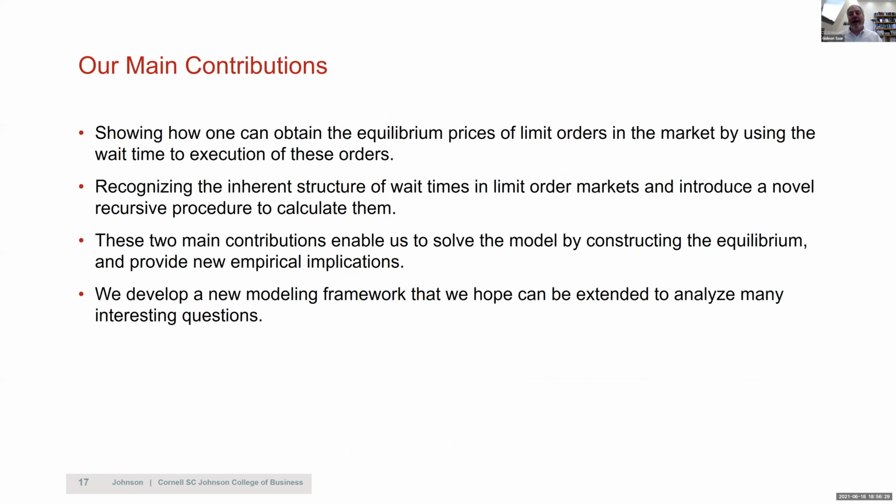Before I show you what we do, just to point to where the novelty is. First of all, I'm going to show you how we can obtain the equilibrium prices of limit orders in the market by using the concept of wait time to execution of these orders. So that's going to be one contribution. And then, recognizing the inherent recursive structure in a wait time, I'm going to show you how we can always compute the wait times, and because prices are essentially wait times, we can compute all the prices. And this is how we're going to construct the equilibrium in the instantaneous game.